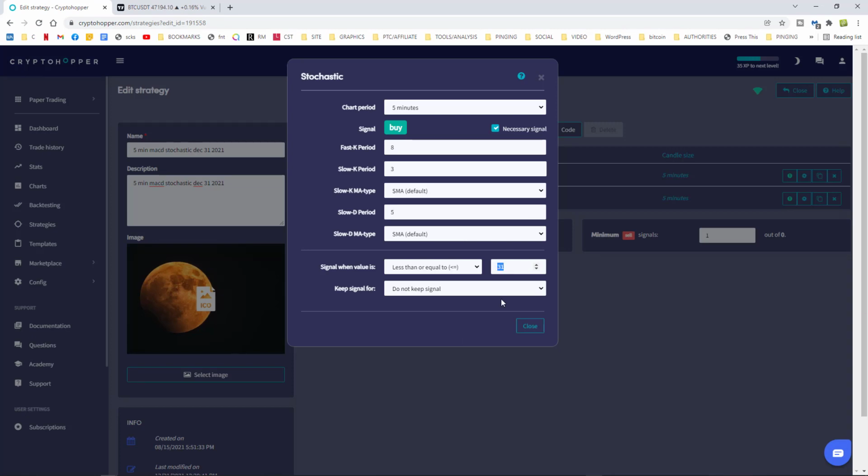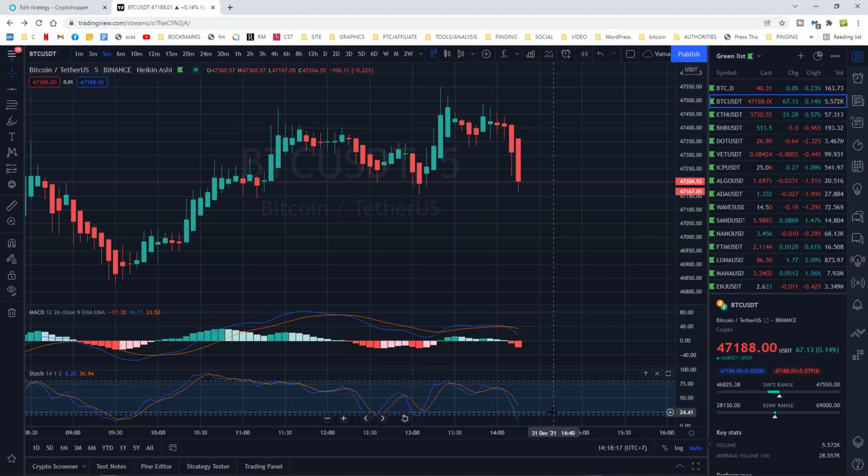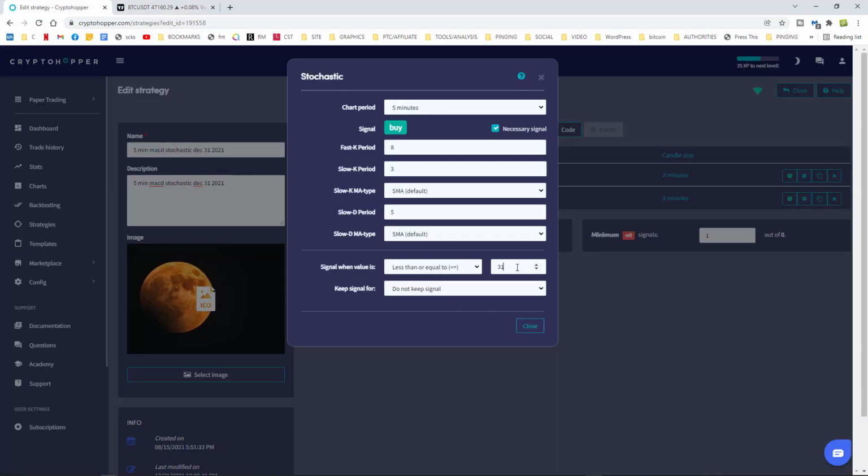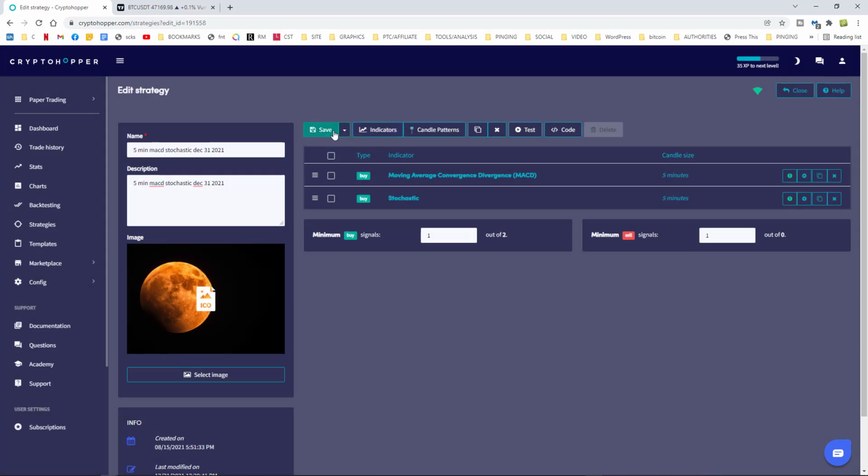Alright, so I've got 31. You could experiment with these numbers. You could set 25 or even lower, maybe 20 or 15. I've never gone below 30, but you know. So that's all set. Do not keep signal. All that is set just like that, and then you close that, and then you save it. So you've just built in 2 minutes flat your own strategy right there, using the 5-minute candles, and you've saved it and given it a name so you can identify it.